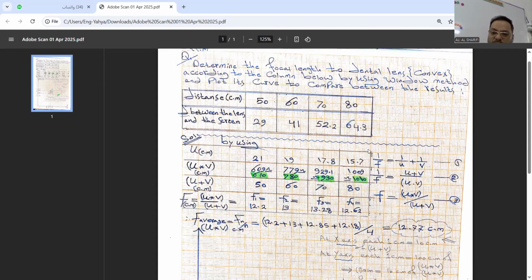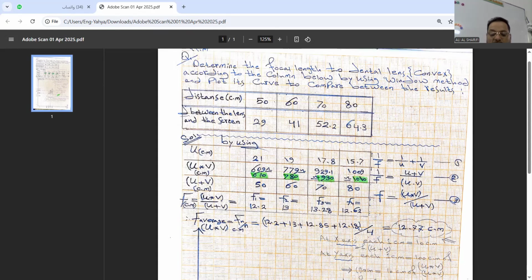By using a simple math equation, we can simplify this equation to avoid inverting all of these results and avoid putting in three more columns. The focal length F equals U multiplied by V divided by U plus V. By that, I have all four results. All of these results have the same unit, centimeters.